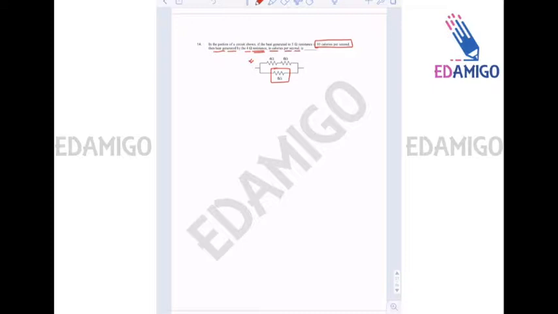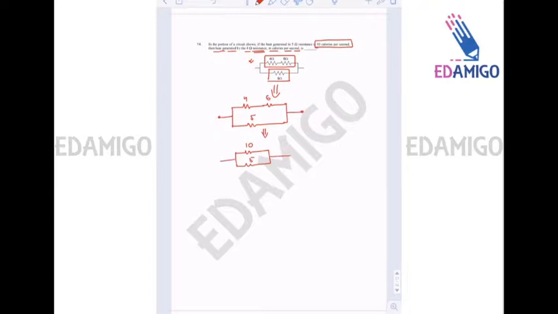A very simple question. The basic concept here is the current division rule. So if I redraw this, I can see that 4 is in series with 6, and 5. So it is 10 ohms, and it is 5 ohms.